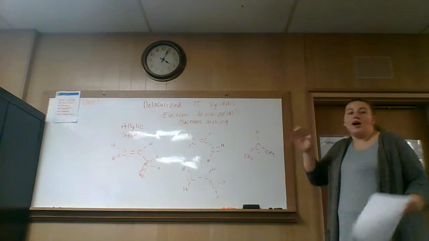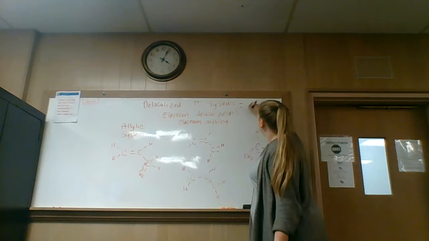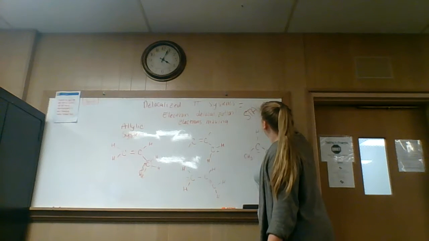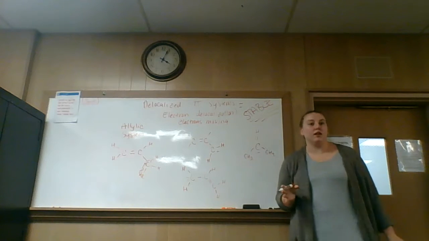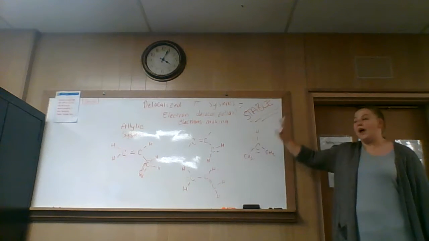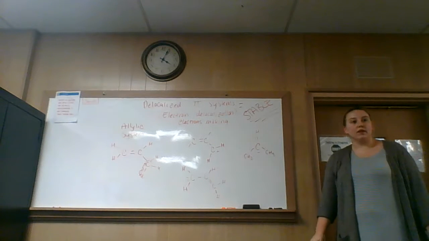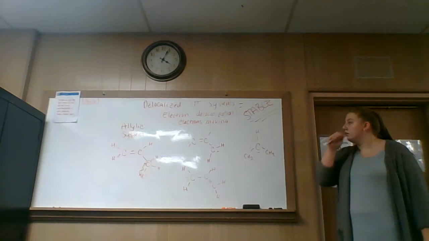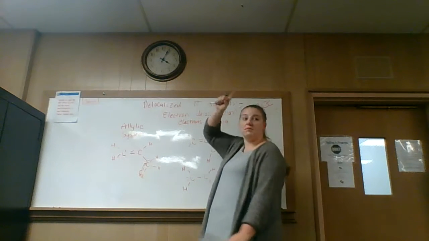Okay, now why are we talking about these systems? Why does it matter? Stability. Absolutely. These are unusually stable. And it has to do with just the electron movement itself. So not specifically the allylic system, but the delocalized pi systems. Does the resonance make it stable? Yes.